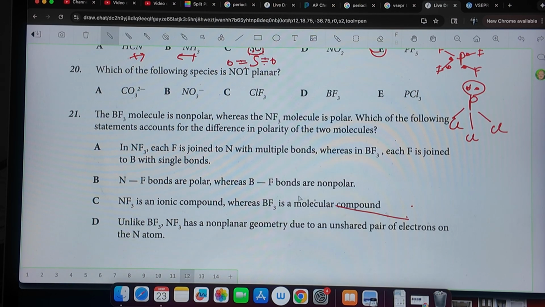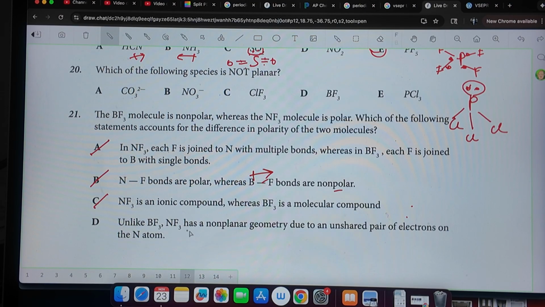So let's see. In NF3, each F is joined to the N with multiple bonds. That's not true. NF bonds are polar, whereas BF bonds are non-polar. That's not true. They're all polar because F is very electronegative. NF3 is ionic, and BF3 is, that's not true. D has to be the right answer. Let's see what it says.